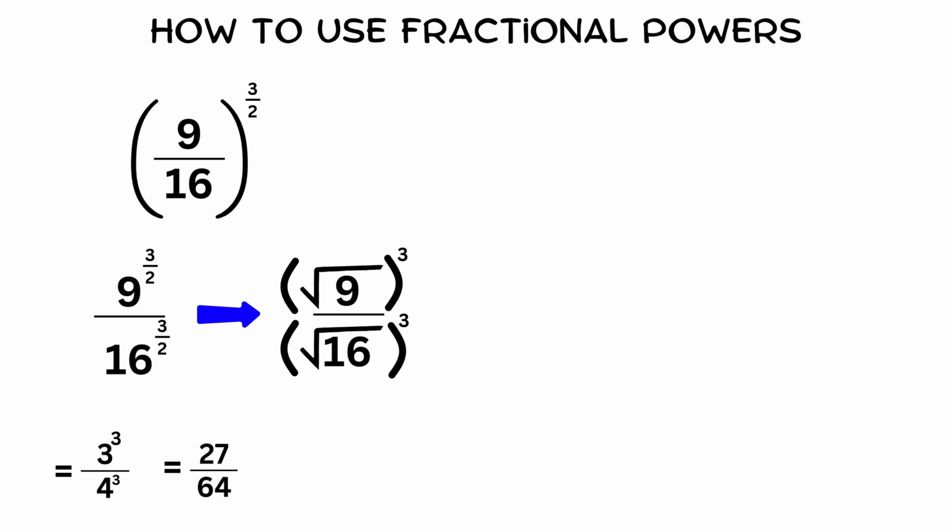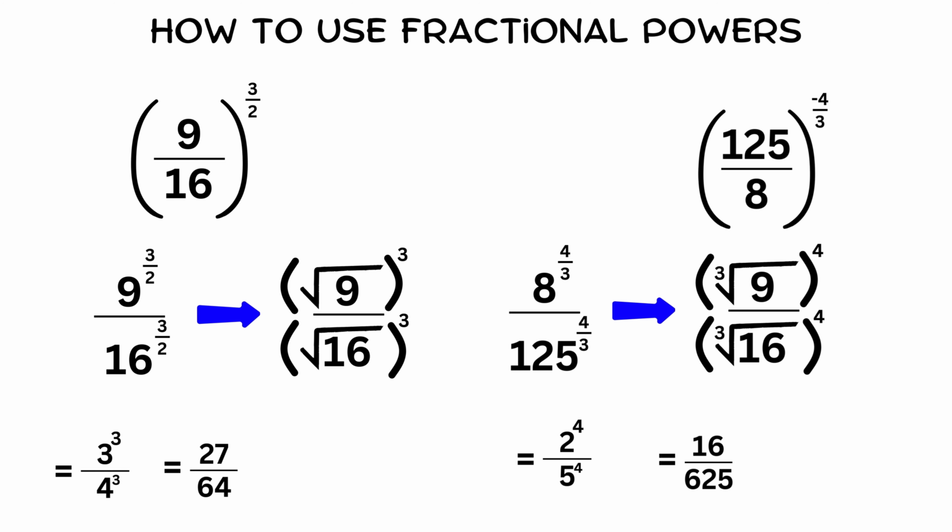For this last one, we do basically the same thing, but because there's a negative sign on our power this time, we're going to have to flip the fraction upside down first so that it becomes 8 over 125 all to the power of positive 4 over 3. Next, we're going to take our power and apply it to the numerator and denominator separately. So we have 8 to the power of 4 over 3 divided by 125 to the power of 4 over 3. And then we can rewrite that as the cube root of 8 to the power of 4 over the cube root of 125 to the power of 4.